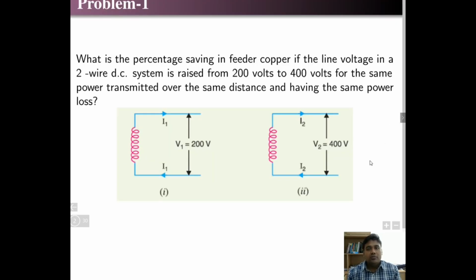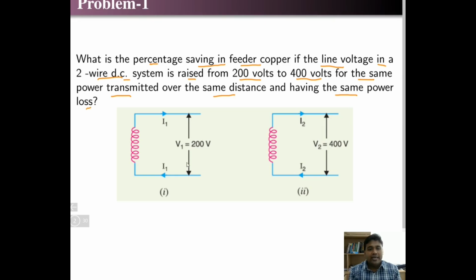The first problem that we are going to solve is: what is the percentage saving in feeder copper if the line voltage in a two-wire DC system is raised from 200 volts to 400 volts for the same power transmitted over the same distance and having the same power loss.